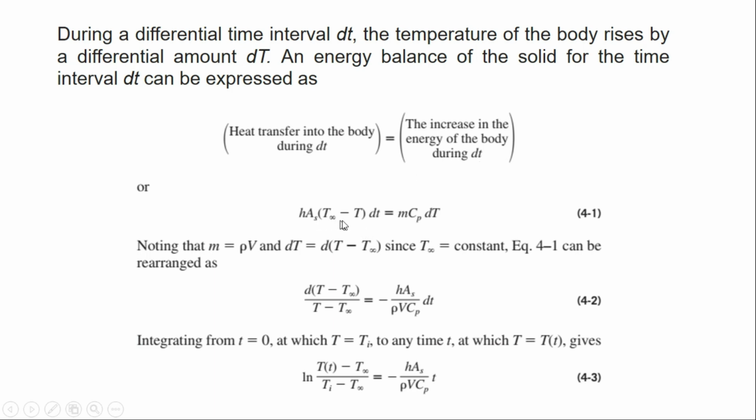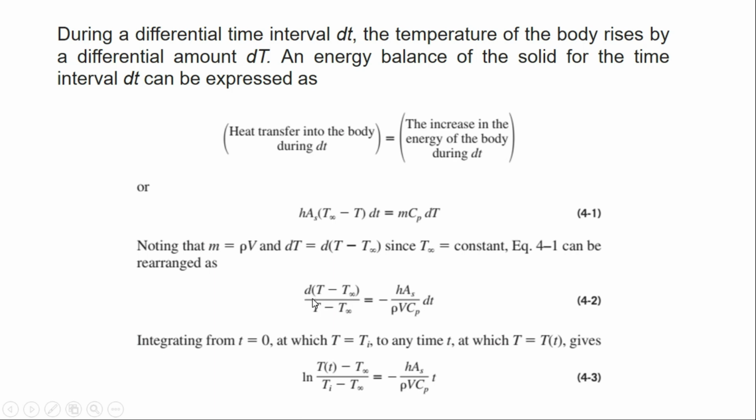So this side is simply known as Newton's law of cooling, right? And this is mCp dT, the amount of energy which is basically stored inside the body in order to increase its temperature. So what we can do is we just split this mass into density times volume, and this dT, the change in temperature, can be referred to as the change in temperature T minus T infinity. T is the temperature of the body at a particular time, and T infinity is the surrounding temperature, and T infinity is always constant. So the above equation can be rearranged in this way, right? So this is the differential form of the equation.